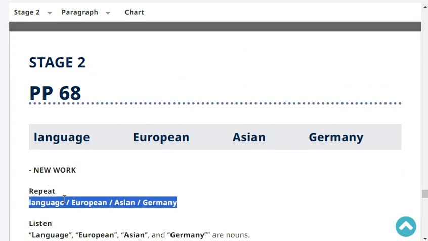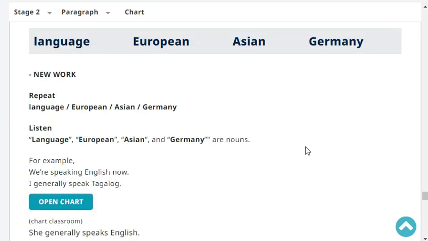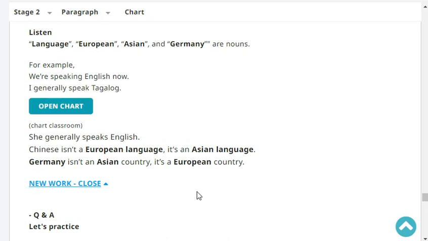Okay, next, repeat. Language, European, Asian, Germany. Very good. Okay, listen. Language, European, Asian, and Germany are all nouns. For example, we're speaking English now. I generally speak Tagalog or Filipino. She generally speaks English. Chinese isn't a European language, it's an Asian language. Germany isn't an Asian country, it's a European country because it's in Europe.